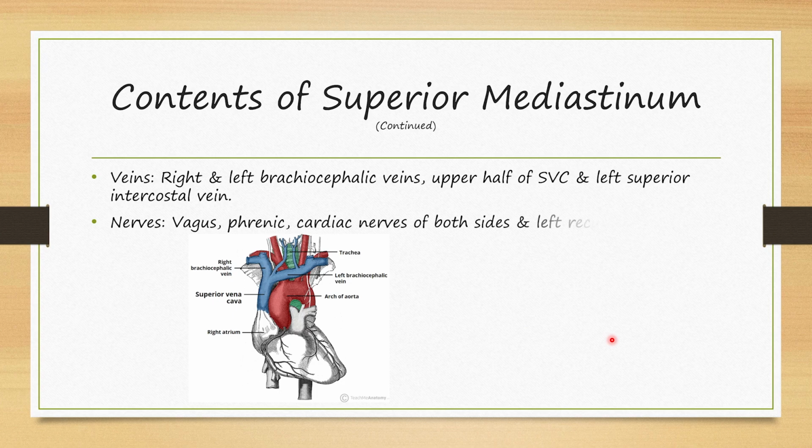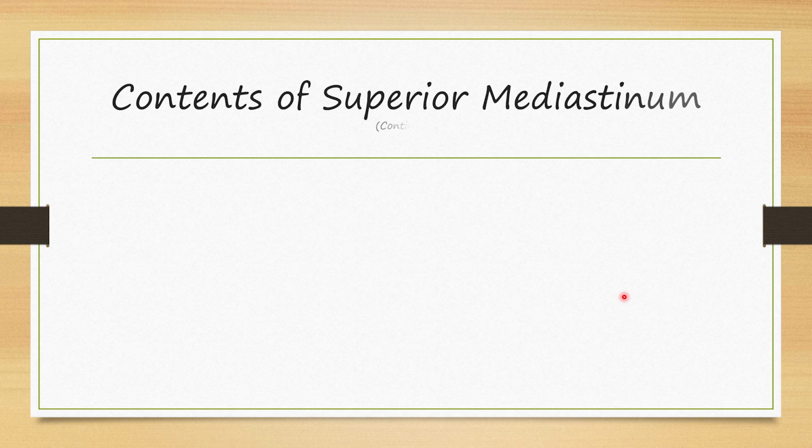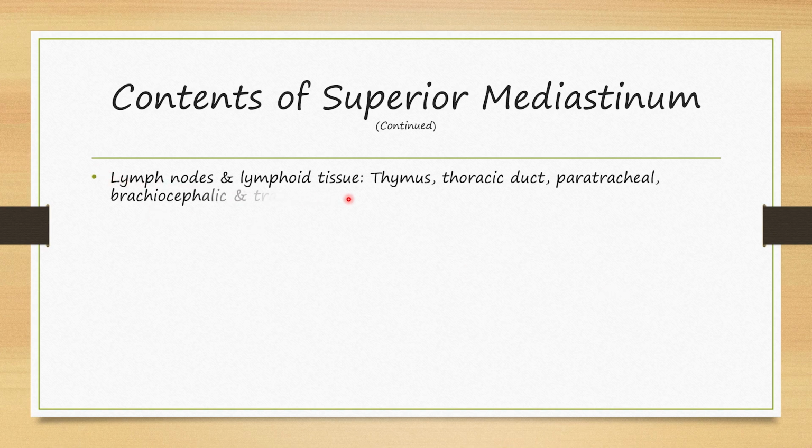There are also nerves: vagus, phrenic, cardiac nerves of both sides, and left recurrent laryngeal nerve. More contents, there are the lymph nodes and lymphoid tissue. Thymus gland is part of the superior mediastinum, thoracic duct, paratracheal, brachiocephalic and tracheobronchial lymph nodes.